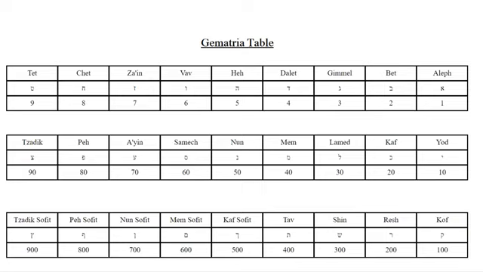Tet is the 9th letter, which usually signifies the 9 months of pregnancy. Yod is the 10th letter, and now we move to another sequence of letters, where each letter is equal in tens, in dozens. So when Yod equals 10, Kaf equals 20, Lamed equals 30, and Mem 40.